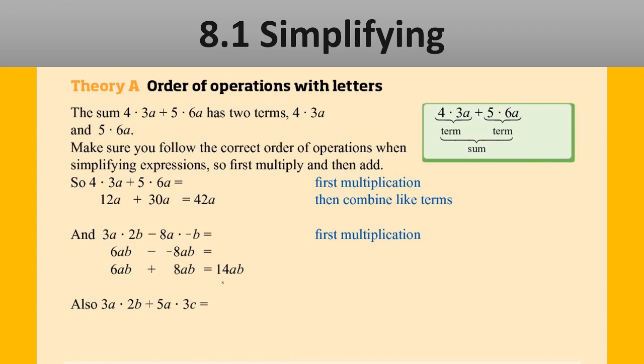Right. You could say 3a times 2b becomes 6ab plus 5a times 3c becomes 15ac. Are those like terms? No, they aren't, right? Because I have something ab and something ac. All letters should be the same. So I cannot add those two terms up. So this is where I end. This is my final answer.